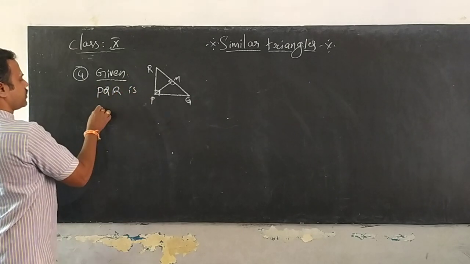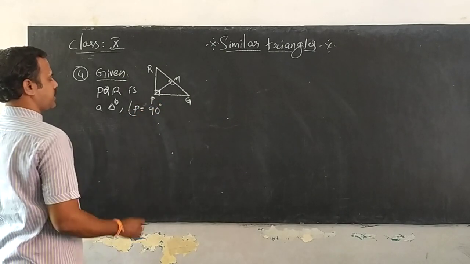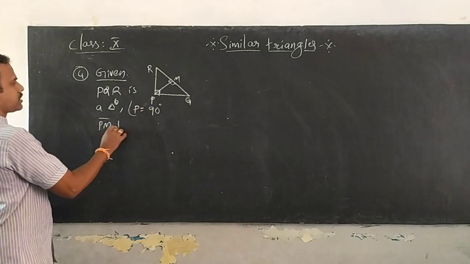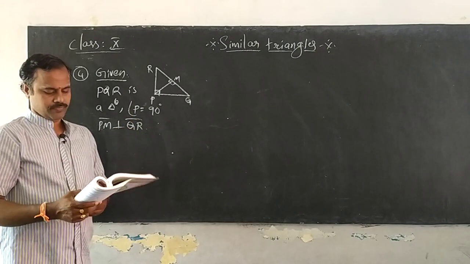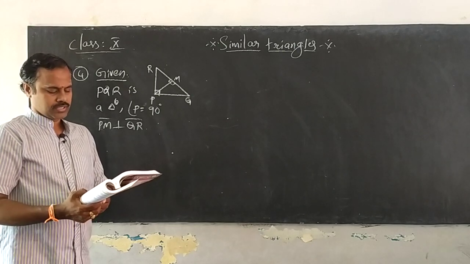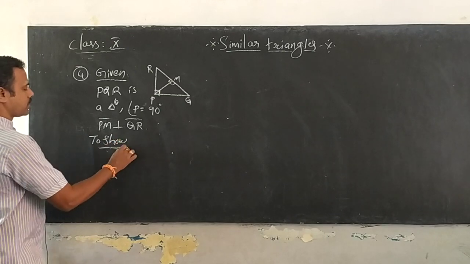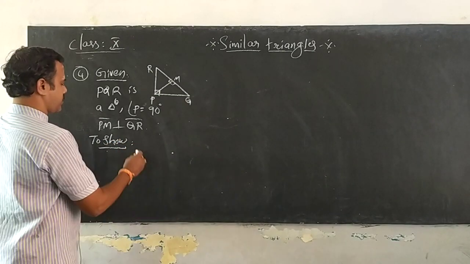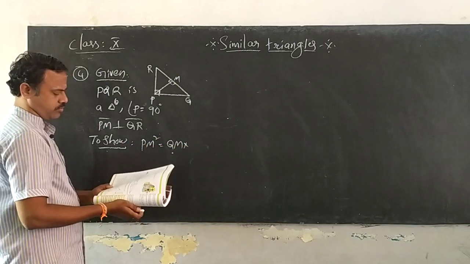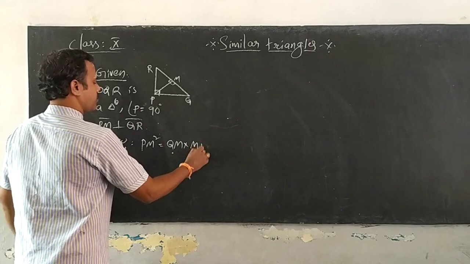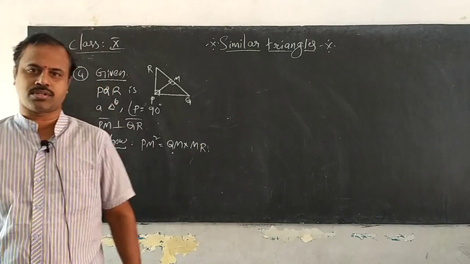Given: PQR is a triangle, angle P is equal to 90 degrees, PM line segment perpendicular to QR line segment. Now, it is asked to show that PM square is equal to QM into MR. For a 2 marks question, it is a most important question.